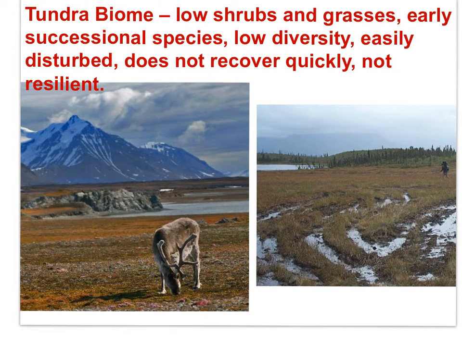The tundra biome includes many low-growing shrub species and grasses. The tundra is dominated by mostly early successional species, and it's of relatively low diversity. Interestingly, the tundra biome is a stable alternative state, a type of climax community. But the tundra is easily disturbed, and it does not recover quickly because of the low productivity that comes with the cold temperatures and the low light conditions.